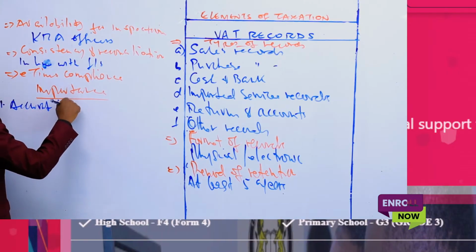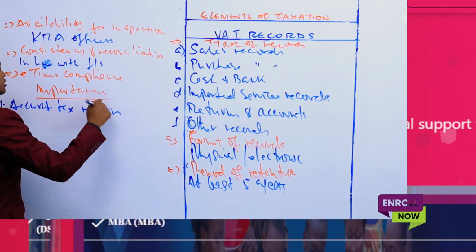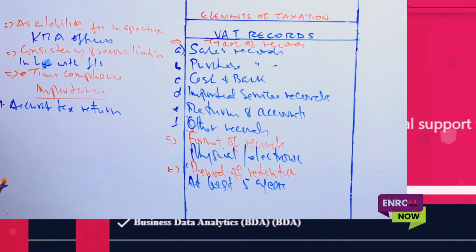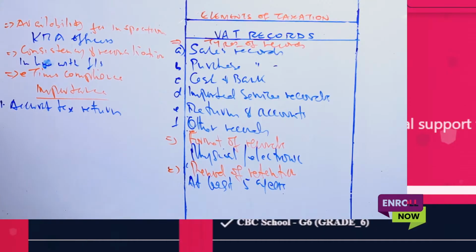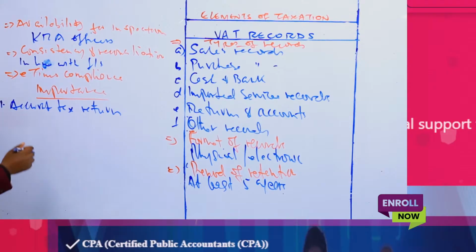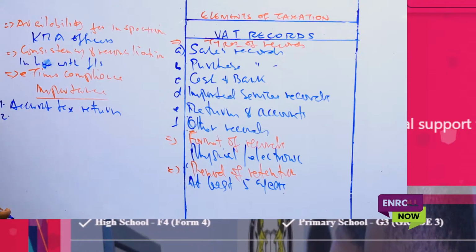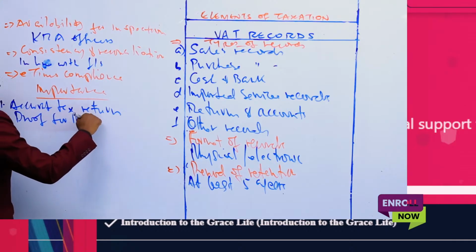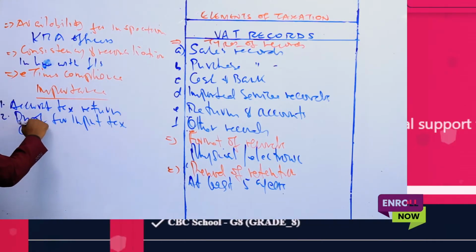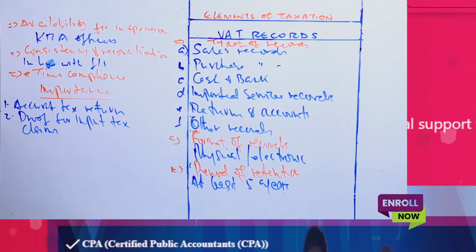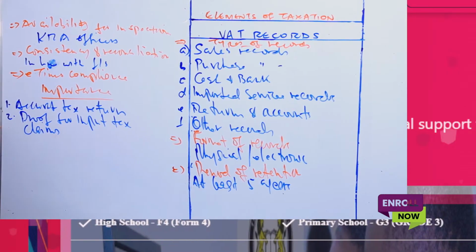To facilitate accurate tax returns. Keeping VAT records ensures correct calculation of output tax, input tax, and net VAT liability. Another reason is that these records can be proof for input tax claims. Without valid records, especially proper tax invoices, input tax claims will be disallowed, leading to increased VAT payable.